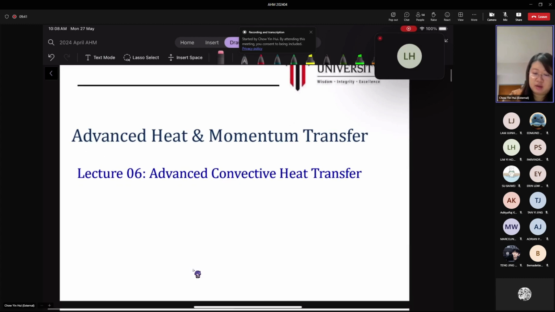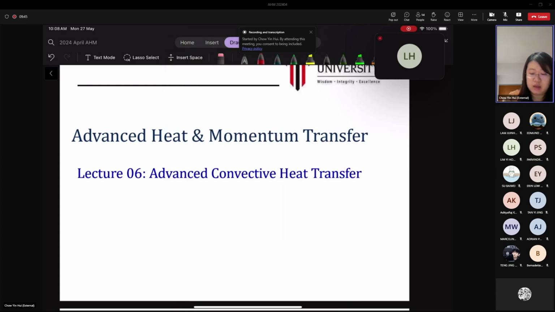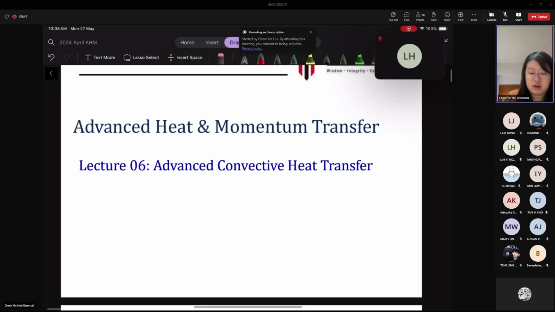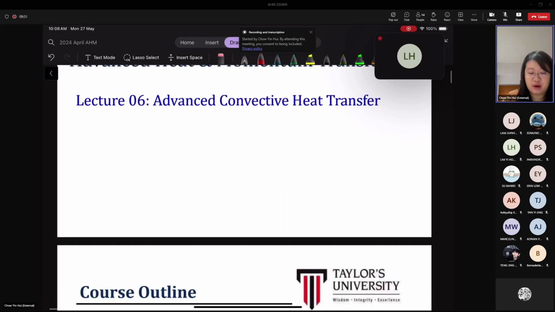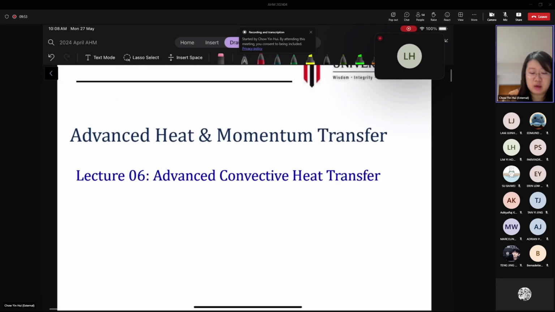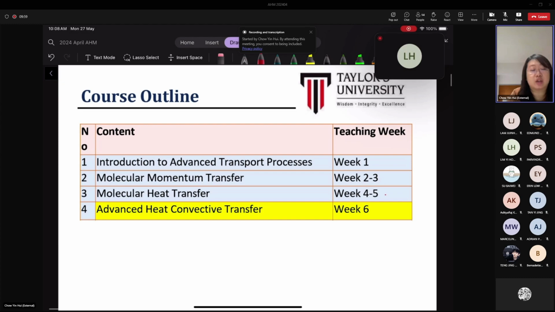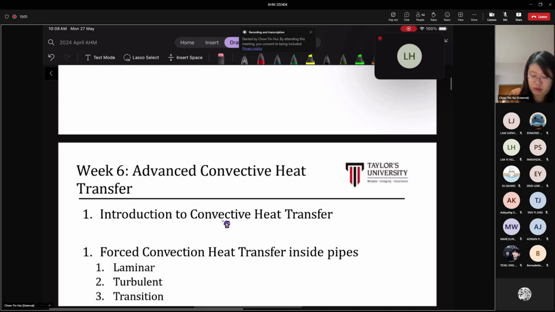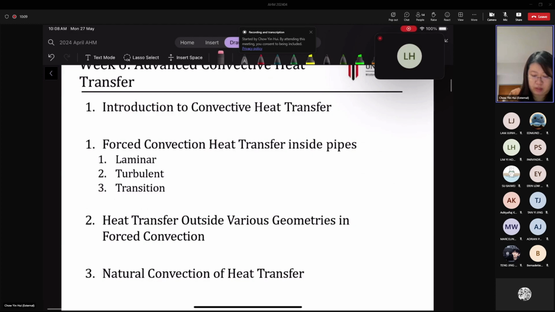All right. So for today, we are going to continue with the topic advanced convective heat transfer. Last week you all learned how to formulate the temperature profile, right? So that is your learning outcome number 3. In week 4 and week 5, you learned about conduction, convection, and radiation. Then last week we talked about the temperature profile. This is for today.